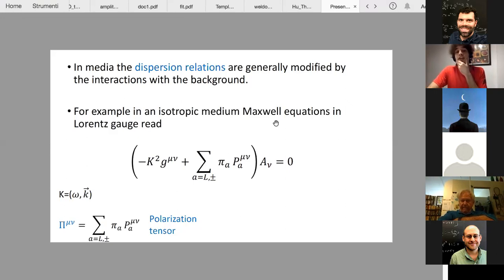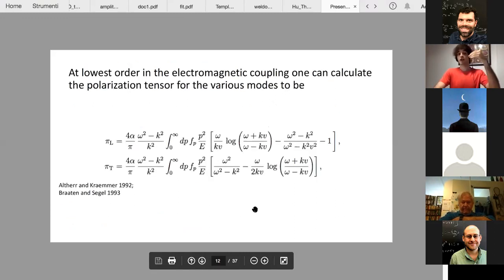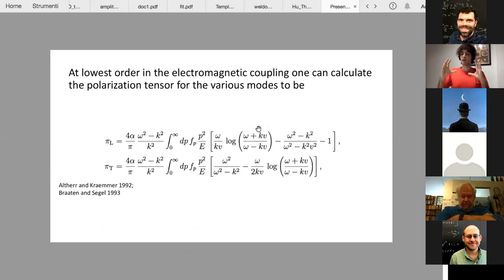So, and then the important thing is that you have this expression here, and for each polarization, you can solve essentially this equation, and you can find your dispersion relation once you have your polarization tensor, right? So imagine that you are in a medium, what we call a QED plasma. That is to say, essentially a plasma made of electron and ion.